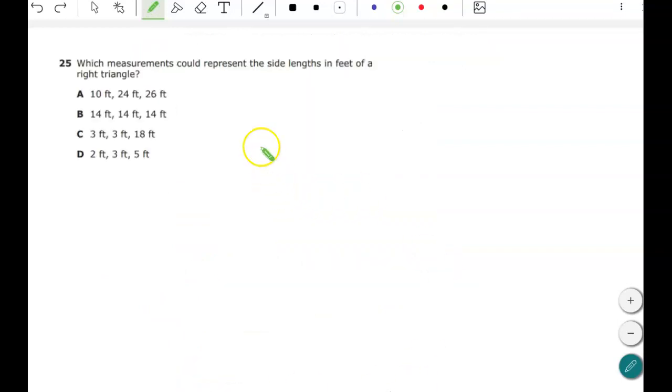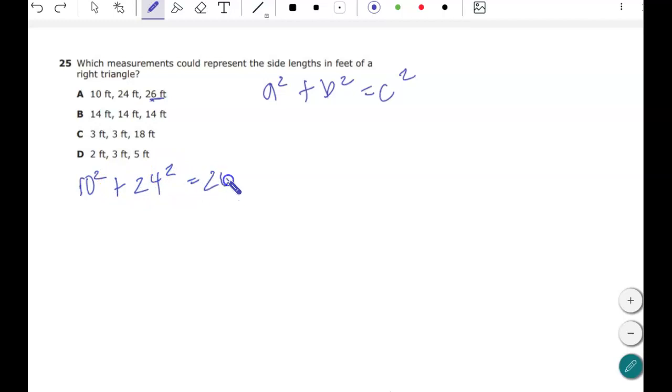Next one, which measurement could represent the side lengths in feet of a right triangle? All right, so you're going to have to do a squared plus b squared is equal to c squared. So for a, you have 10 squared, and the biggest number is always the c. That's the longest side. All right, so let's see if this one comes out. If they're equal, then it is a right triangle. So that's 100. I'm going to begin to guess what that is. So just do 25 squared, 576. And then do 26 squared.